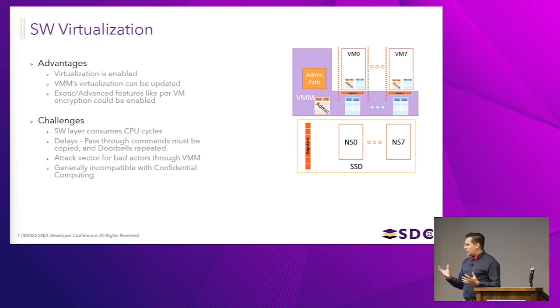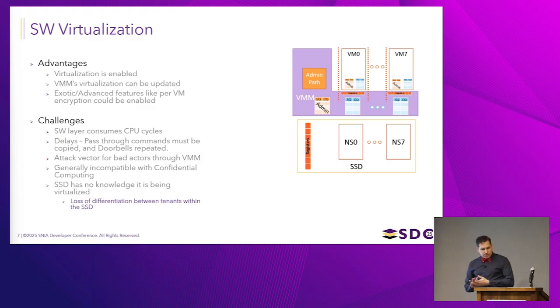But generally speaking, confidential computing is not compatible with this software layer because it's able to inspect and see and interact with that VM. The VMM is able to interact, inspect, and work inside of the space of the VM. And so that's orthogonal and not desired for confidential computing. They want to encrypt everything and not even allow the VMM to be able to view what it's computing on.